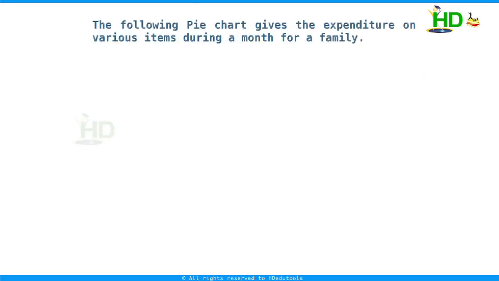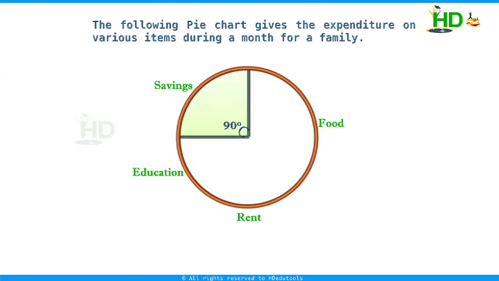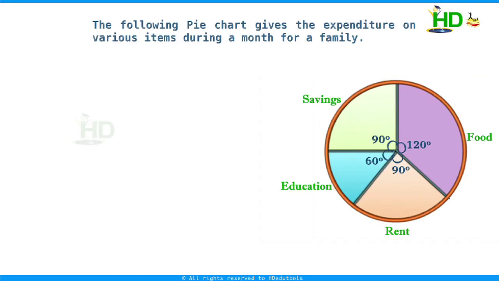You take another pie chart. This gives the expenditure on various items during a month for a family. Now this is the pie chart. This is for savings, this is for education, this is for rent, and this is for food. That is savings 90 degrees, education 60 degrees, rent 90 degrees, food 120 degrees angle sector in the pie chart. Using this pie chart, you try to answer the following questions. Which item has the minimum expenditure?